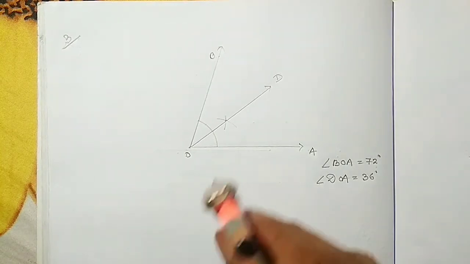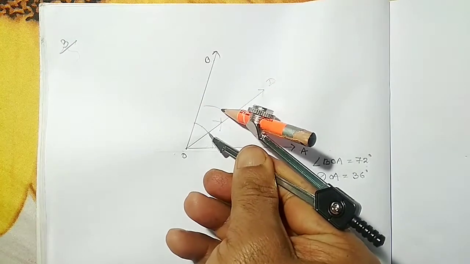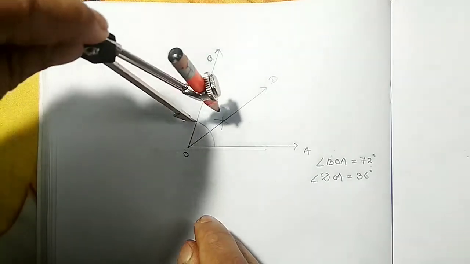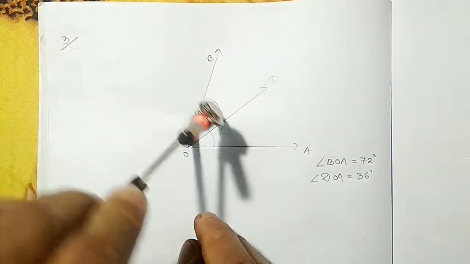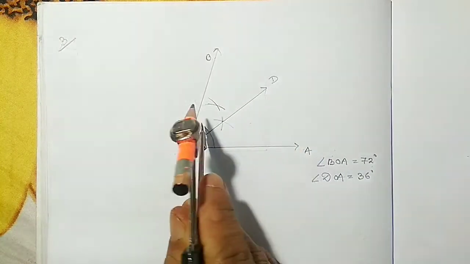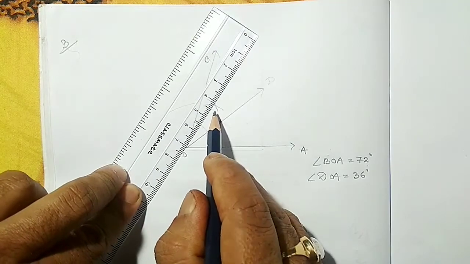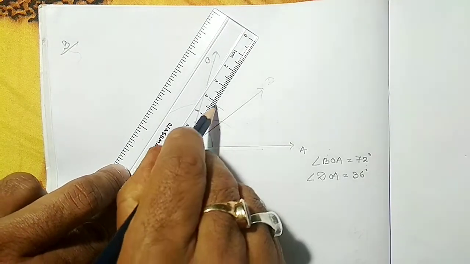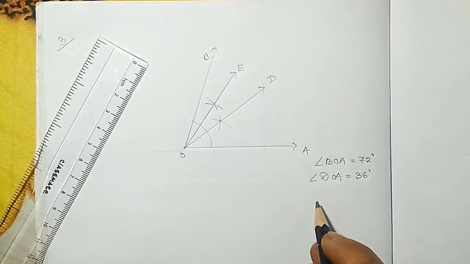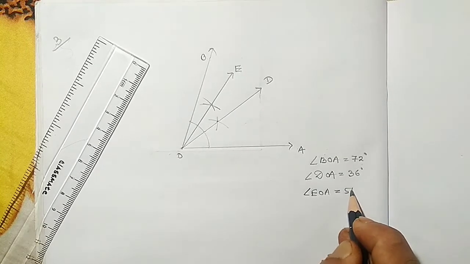For this, I will place the compass here and I will draw an arc. Similarly, from this point, I have to draw another arc. Clear? What we have done, from this point I have drawn one arc. Similarly, from this point I have drawn another arc. And the point where the arcs intersected, that point is joined from O. I am going to get, suppose this one is E, then angle EOA will be 54 degree.